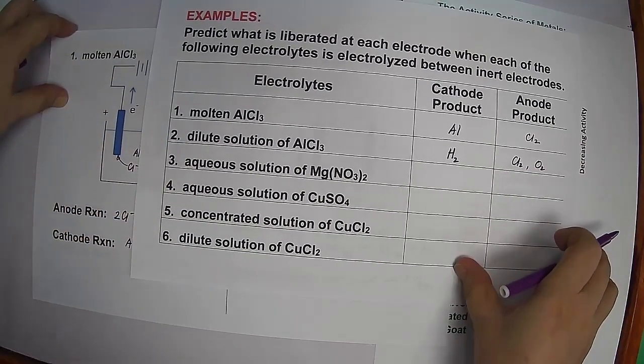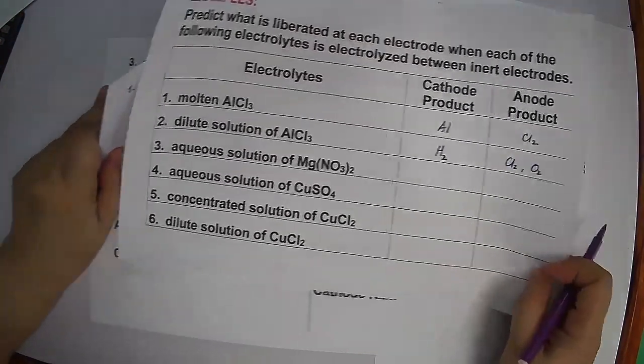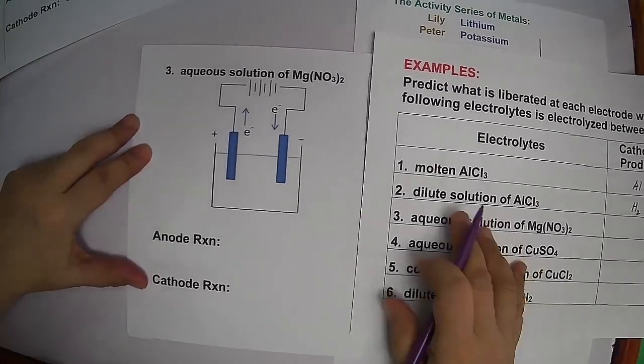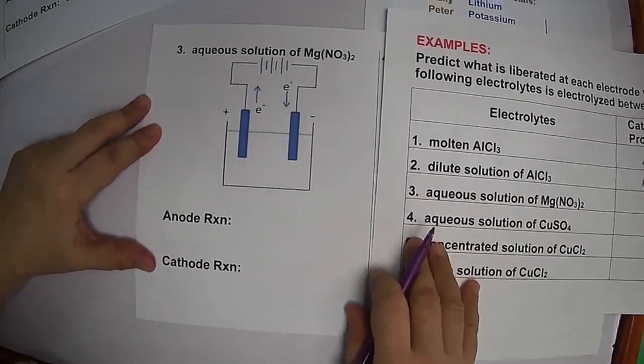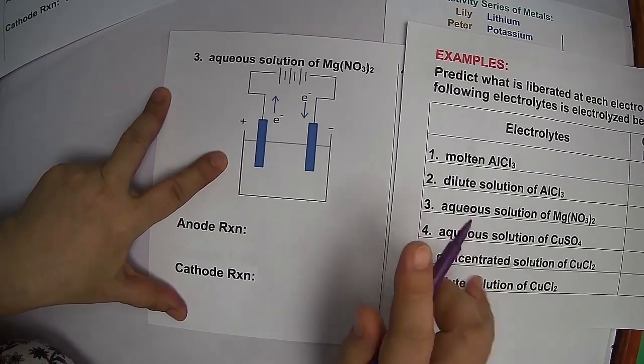Okay, moving on. For number 3, we have an aqueous solution of magnesium nitrate. Again, water is present.